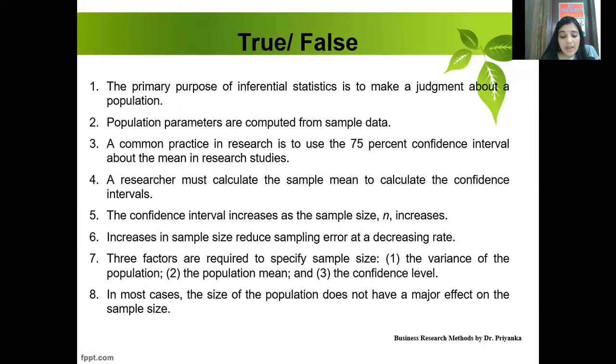Confidence interval actually decreases as the sample size increases. So it is false. Sixth, increases in sample size reduce sampling error at a decreasing rate. Yes, it reduces sampling error, and that too at just a decreasing rate, not more than that. So it is true. Seventh is, 3 factors are required to specify sample size, and these are the variance of the population, mean, and confidence interval. Is it? No, the variance of population is okay. Confidence interval is also required, that's true, but instead of population mean, we go with the magnitude of acceptable error.